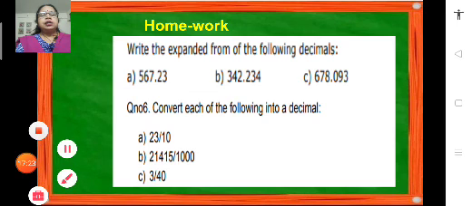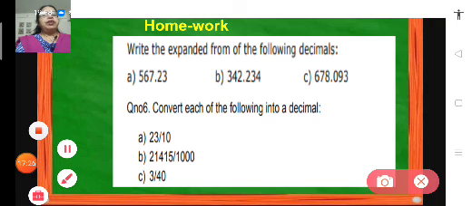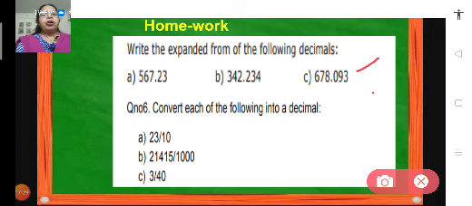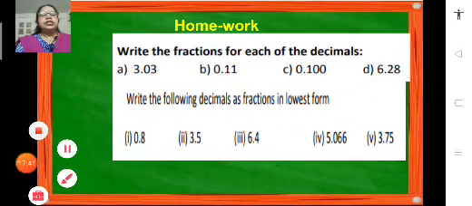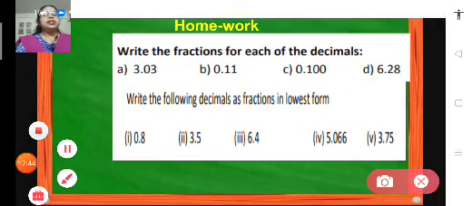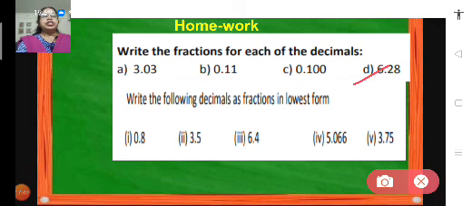Here we have some more problems given as homework. You have to write the expanded form of these decimals, and then the next question is convert each one into decimals. Fractions are given, you have to convert them into decimals. And next is write the fractions for the decimals. These decimals are given, you have to write the fractions for them. And next one is write the following decimals as fractions. Okay. Here also we have to write the fractions for the decimals and you have to write them in the lowest form of the fractions.